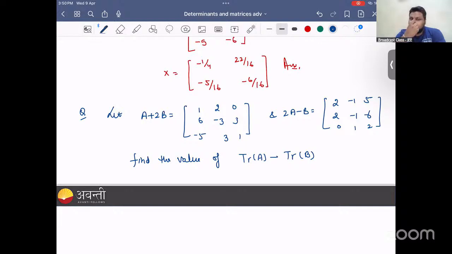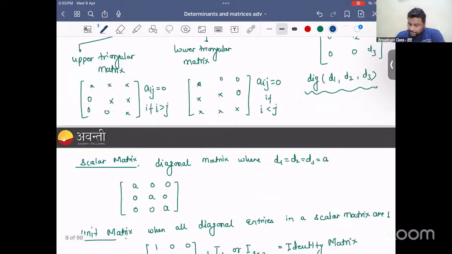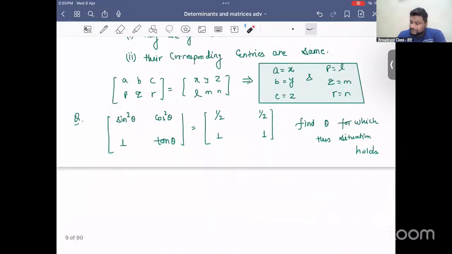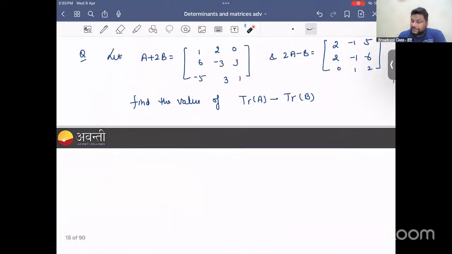Trace, I told you in the beginning of the class, is the sum of the diagonal entries. A11, A22, A33 are called diagonal entries, and the sum of the diagonal entries is called the trace of the matrix. Now quickly do trace of A minus trace of B.